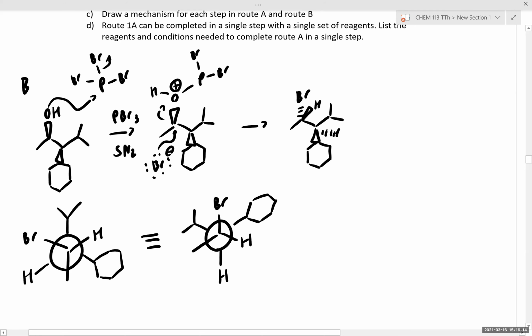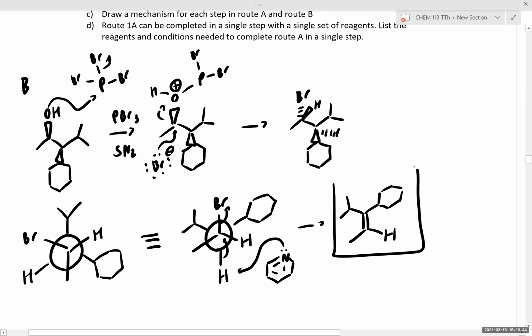Generally, the E2 reaction is stereospecific. So if you have the opposite configuration for the stereocenter containing your leaving group, you'll get the opposite alkene. So now that we have our hydrogen and leaving group set up in an anti-periplanar arrangement, we can eliminate our leaving group. And that in turn gives us the following product. In this case, we isolate the E alkene from route B.